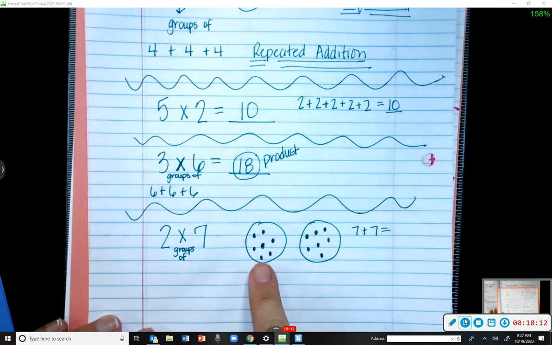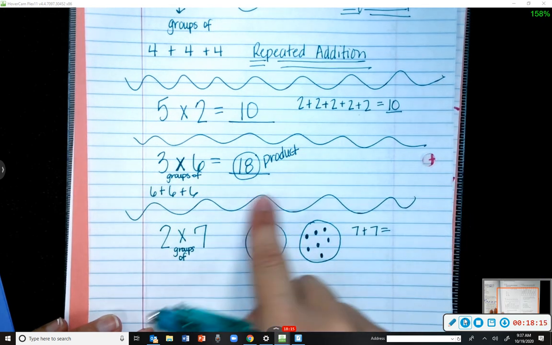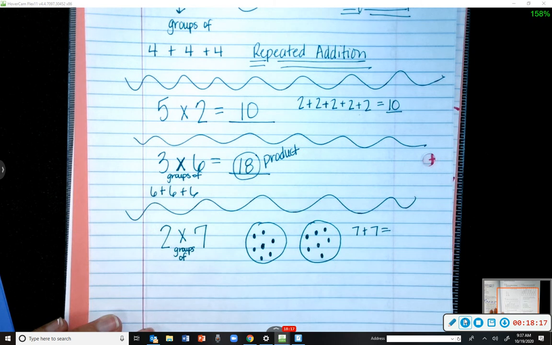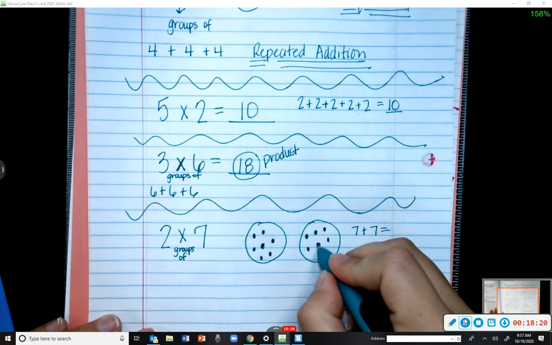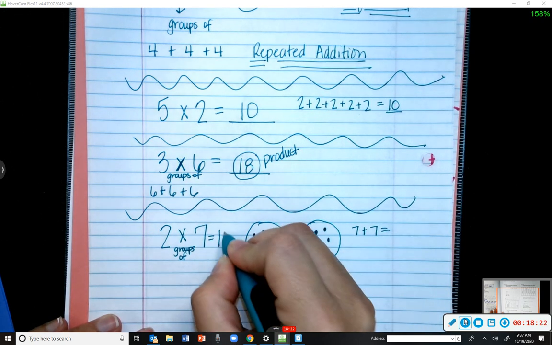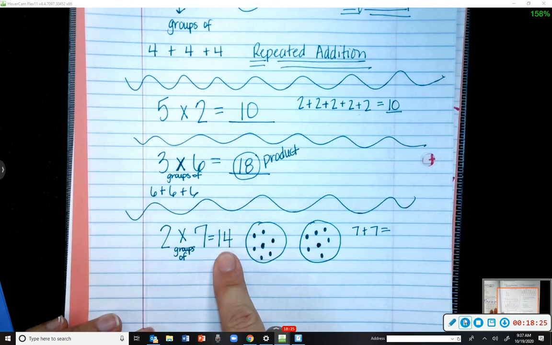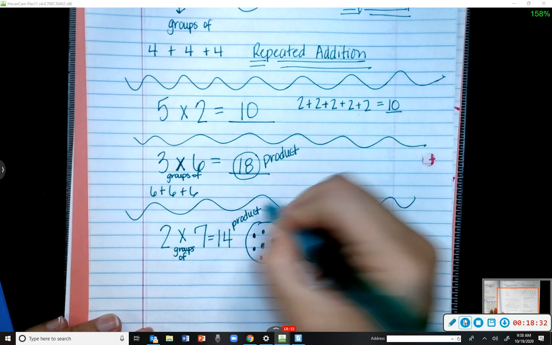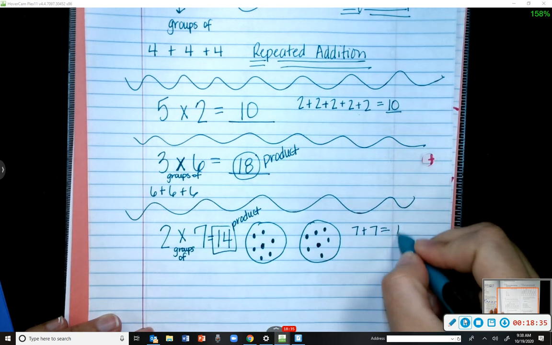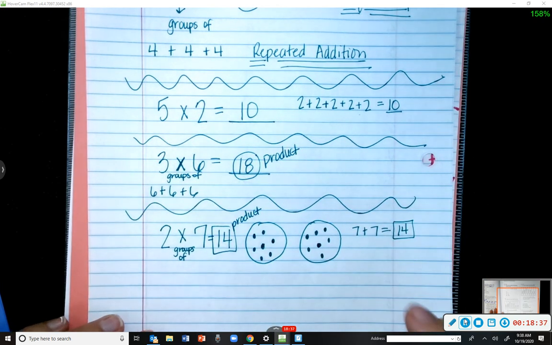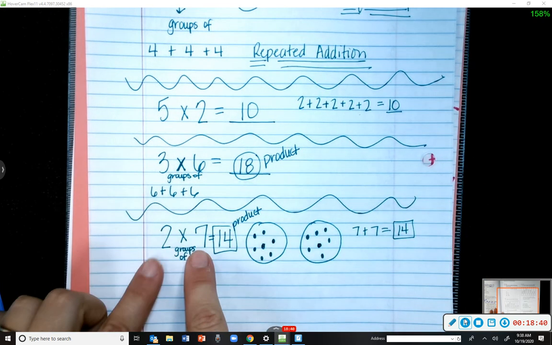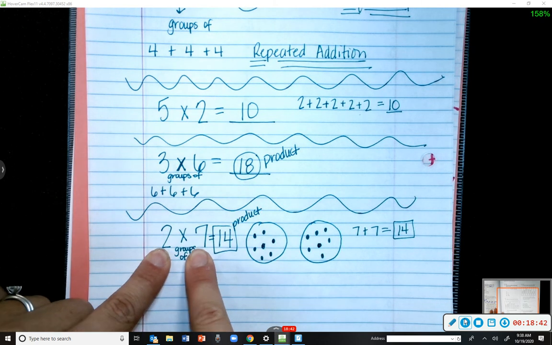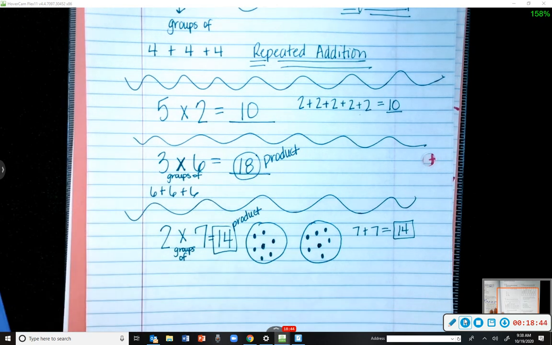And to get my answer, I would add up how many I see in all, which is how many, class? 14. Good. So 14 is my what? What do we call this? Your product. Good. We don't just say answer, we say product. Okay. Same thing here. Your answer would still be 14. And what do we call these 2 numbers, Aaliyah? Factors. Good.